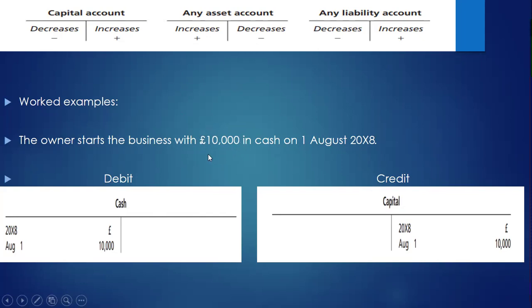Is this $10,000 money in or money out? Ask yourself, is this money in the bank or money out of the bank? So obviously this is money in. So cash is an asset. The asset has been increased. So I'm going to put it on the debit side. One more time. The guy starts his new business, putting $10,000 in his bank account or cash account.